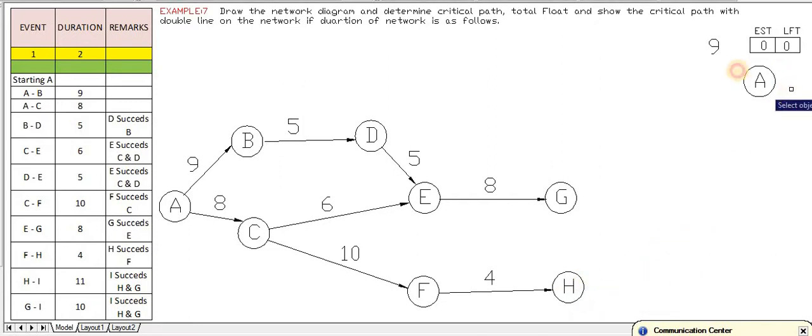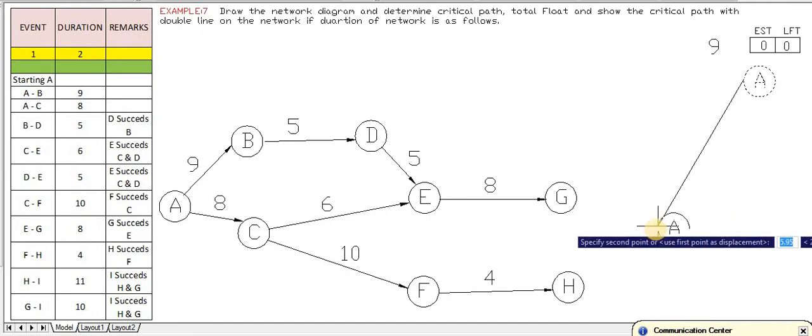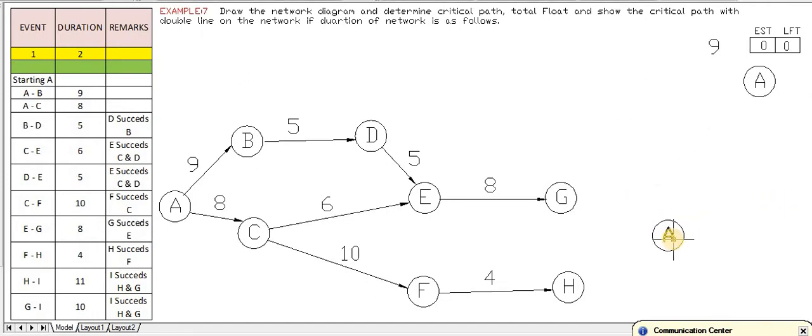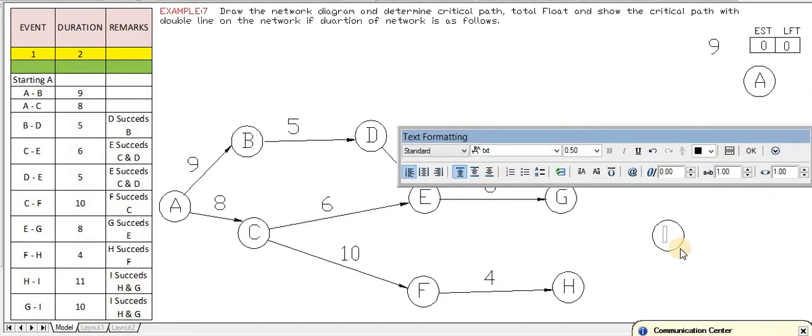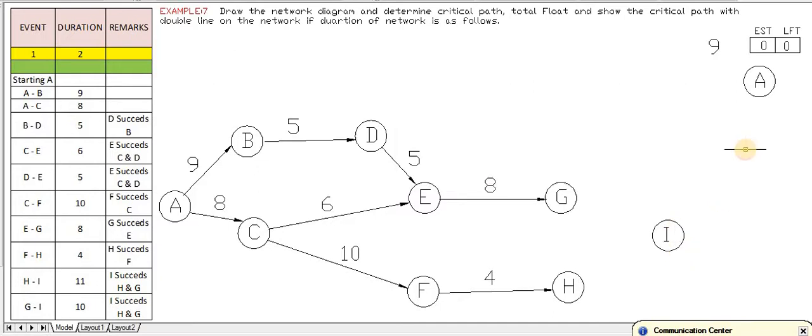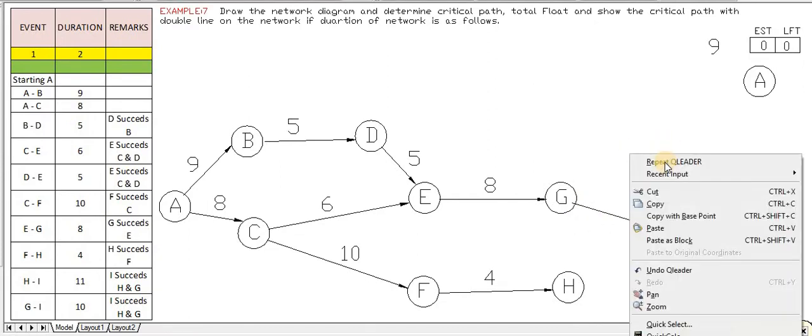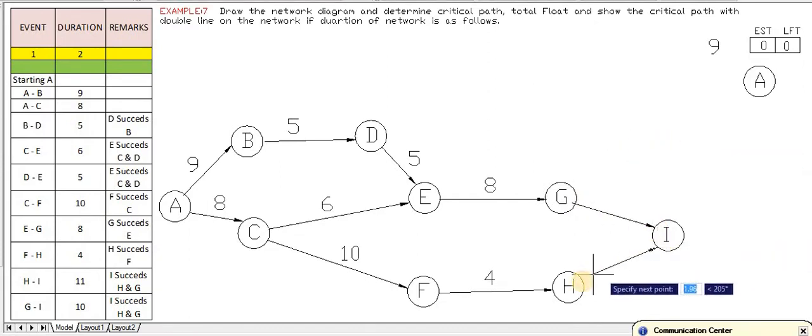Okay. So we can copy this again, and we will paste this here. And the last point is nothing but I, and we will again join this by arrows. Okay, so in this way we have drawn the network diagram.